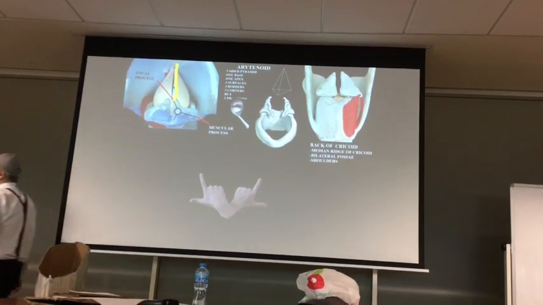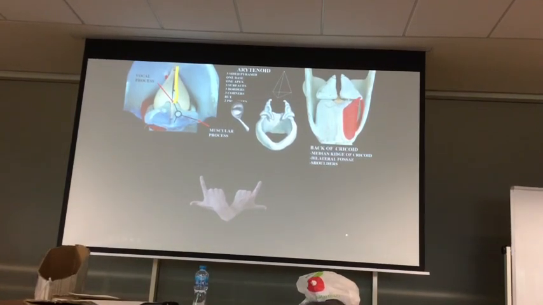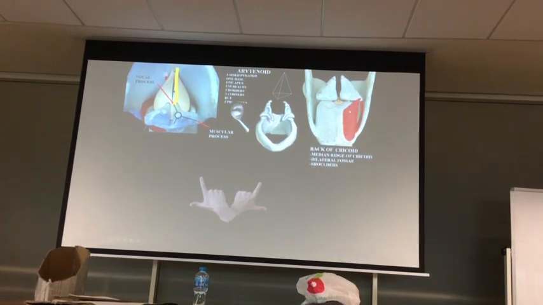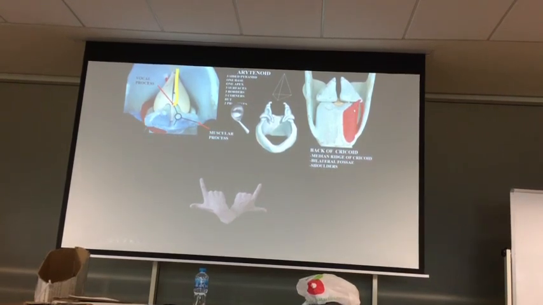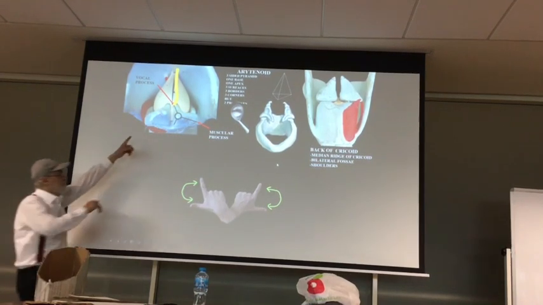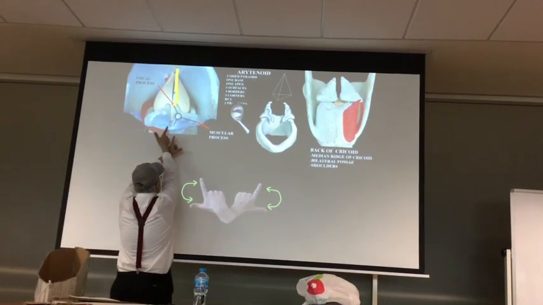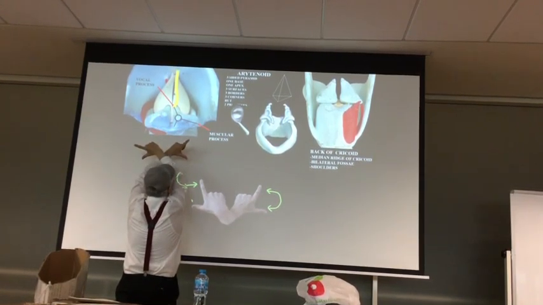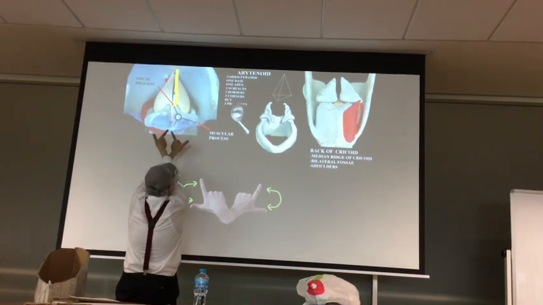This muscular process is attached to two very important muscles: the posterior cricoarytenoid, which is the abductor, and the lateral cricoarytenoid. The movement of these two arytenoids will be like this. If they are pulled by the posterior cricoarytenoid, they will do this. If they are pulled by the lateral, they will do this.